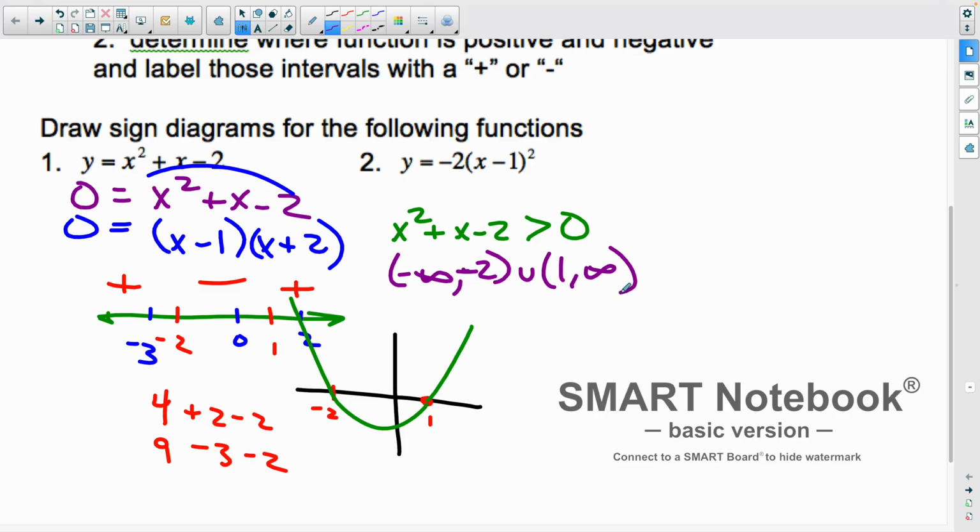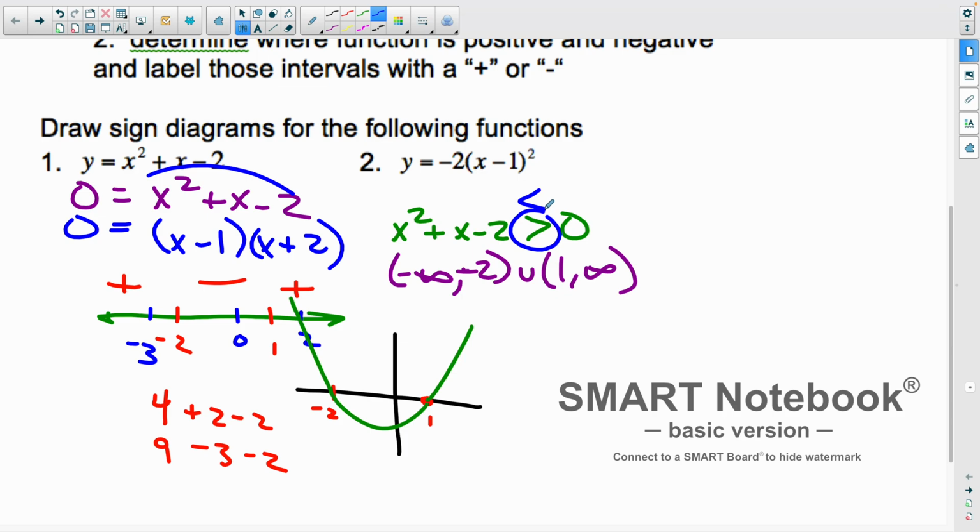So our sign charts or sign diagrams can help us to solve inequalities. What if I flipped the symbol over? What if I took this and made it a less than? Now I'm looking for the negative, right? Which would be the ones in the middle. -2 to 1. Everybody okay with that?